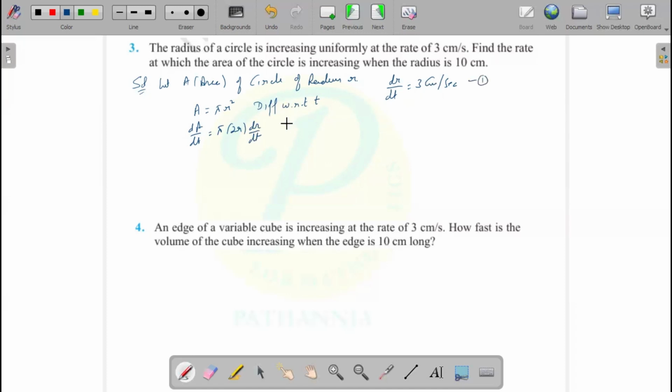Now from equation first, dA upon dt is 2 pi r, dr upon dt is 3. Now he asks when the radius is 10 centimeter. So therefore your answer, the rate of change in area with respect to time when r is equal to 10 centimeter, it is 60 pi. It is an area you are differentiating with respect to time, so per second.